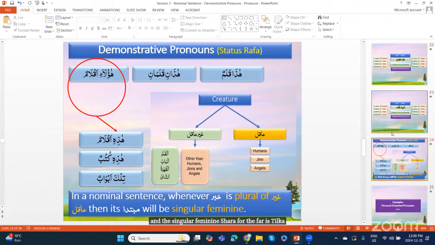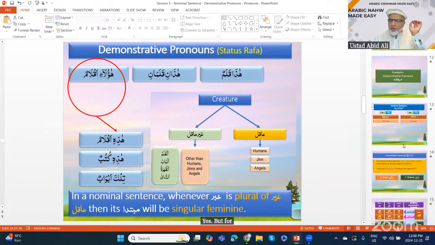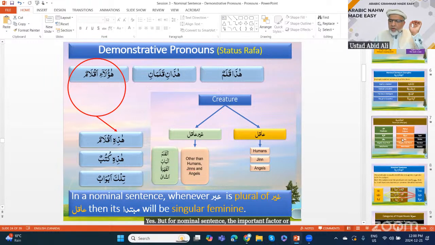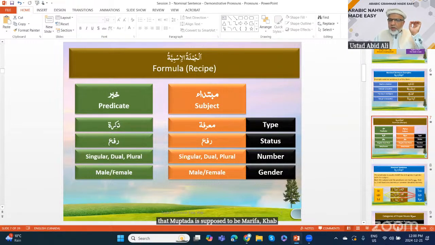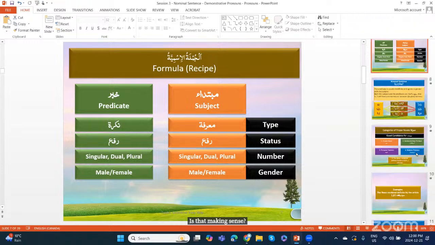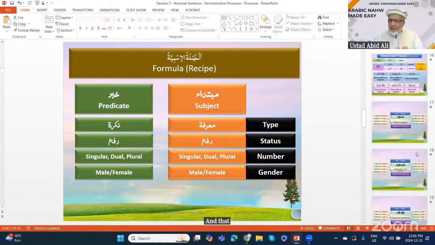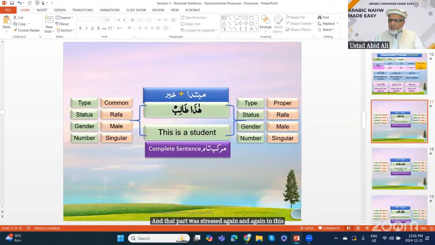But for a nominal sentence, the important formula you need to remember is this: mubtada is supposed to be marifa, khabar is supposed to be nakira. Mubtada is supposed to be Rafa and khabar is supposed to be Rafa. For the number and gender, they will have correlation. If mubtada is singular, khabar will be singular. If mubtada is male, khabar will be male. Is that making sense? And that part was stressed again and again in this kind of exercise.